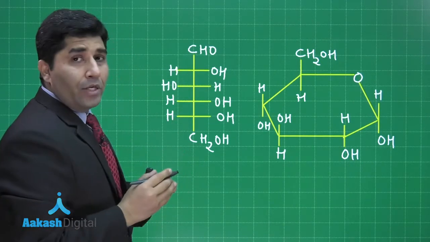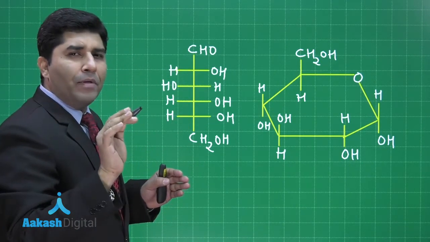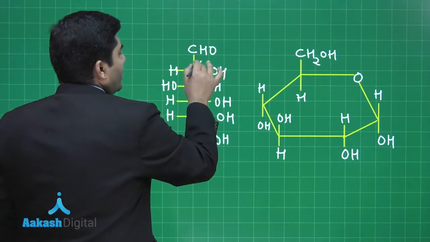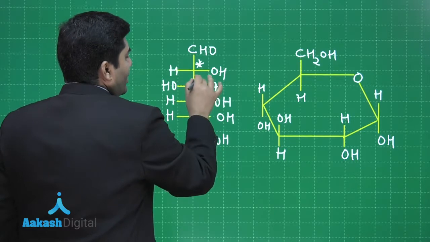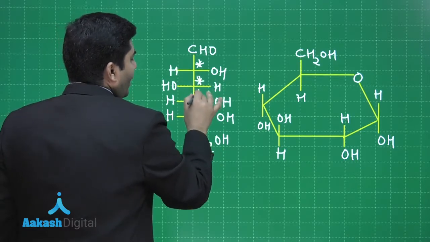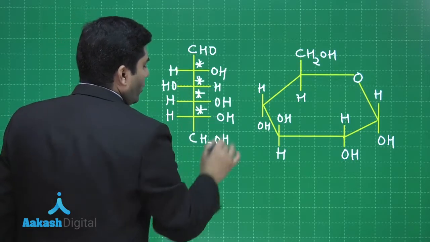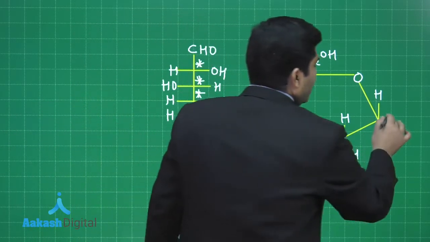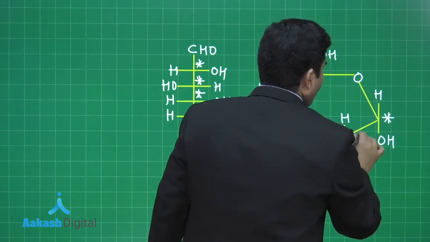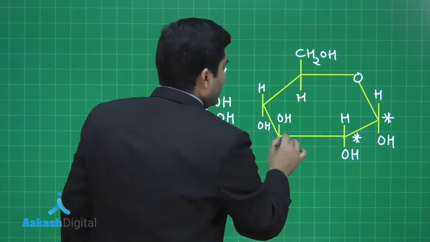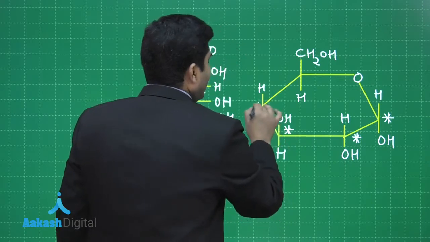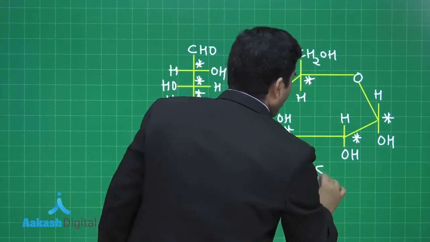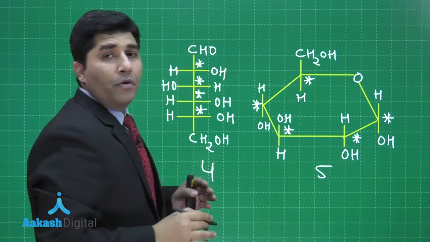This is the open chain structure, and a chiral carbon is a carbon to which 4 different groups are attached. So here, this is chiral, this is chiral, this is chiral, and this is chiral. So the total number of chiral carbons is 4. Now in the cyclic structure, this is chiral, this is chiral, this is chiral, this is chiral, and this is also chiral. So the total number of chiral carbons is 5.